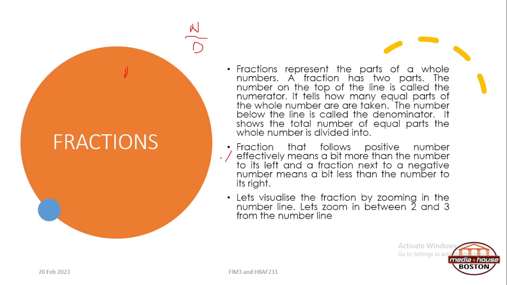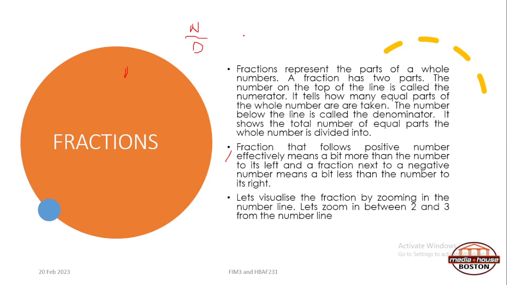So if we look at fractions in terms of the number line, all the numbers on the right, a fraction given on your number line moving forward, show that it is bigger than the one on your left. And if you see a fraction on the left side and another number on the right side, it means that the fraction on the left is less compared to the number on the right. So here it says, let's visualize the fraction by zooming into the number line.